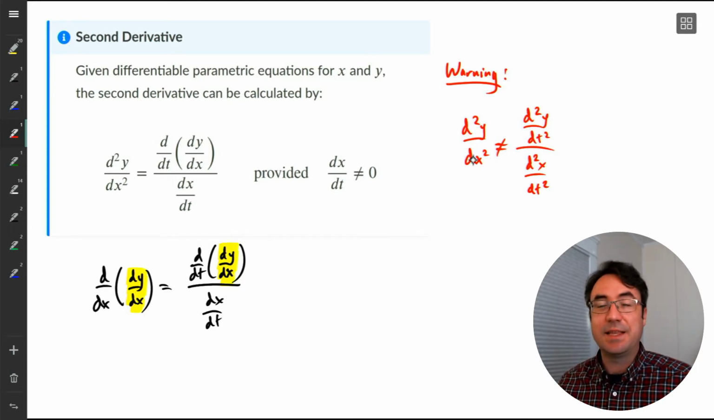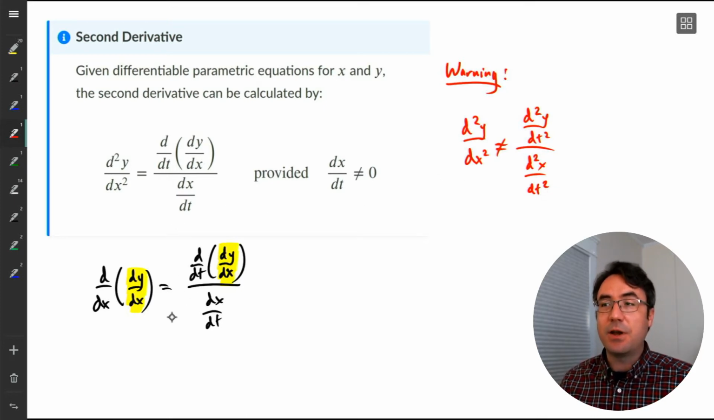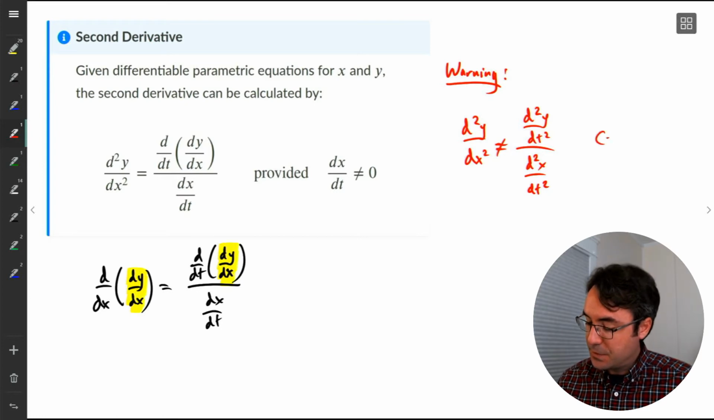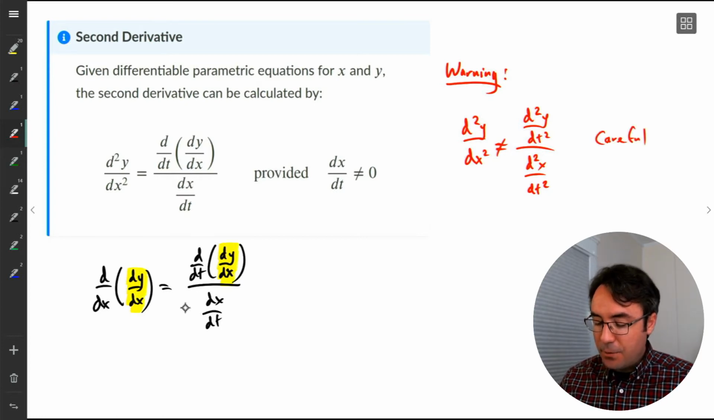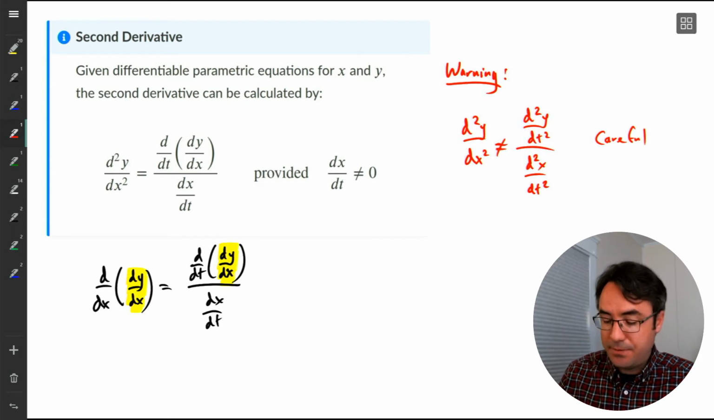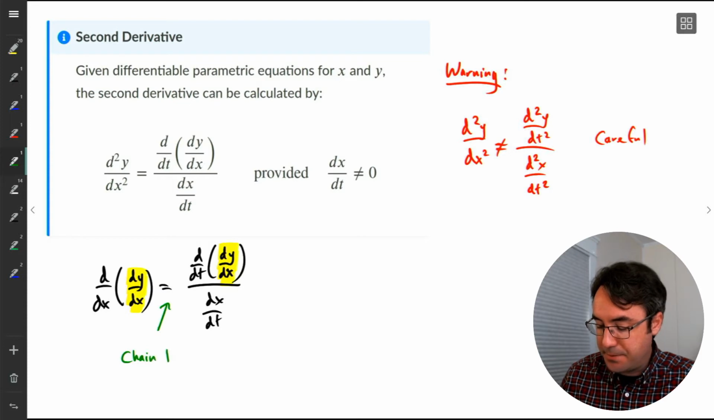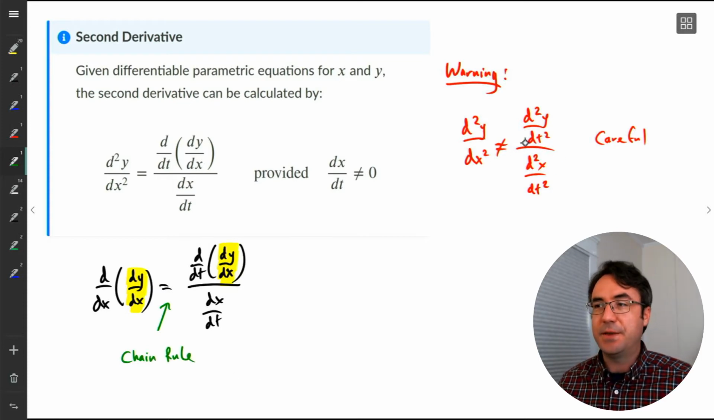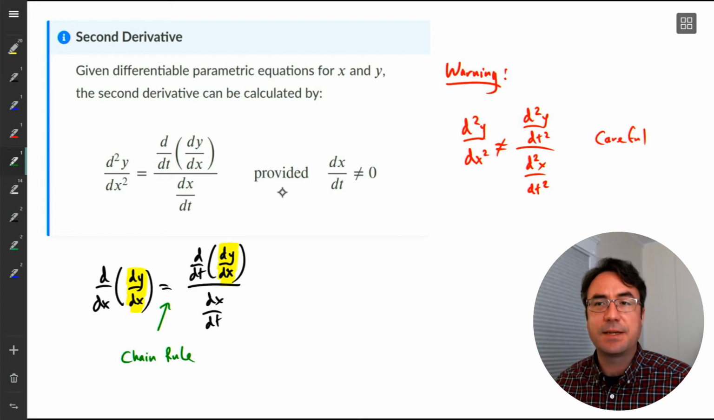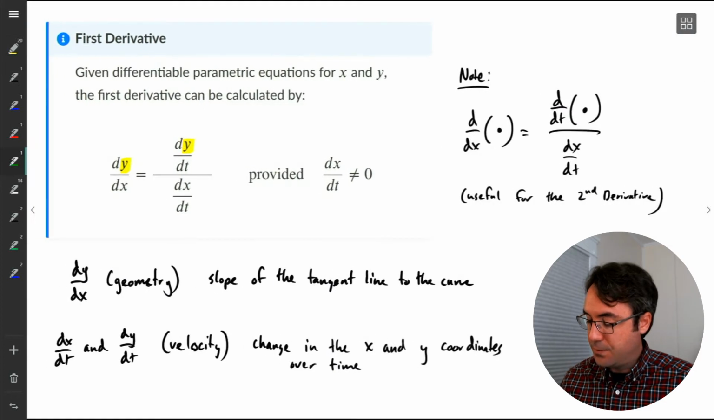It's very tempting to say that the second derivative with respect to x is the second derivative of y with respect to t divided by the second derivative of x with respect to t. Fortunately, it's not, and we want to be careful with this. What's going on here is a chain rule. It's kind of behind the scenes: there's a chain rule going on. That's why this doesn't quite work out the way we would expect; we actually have to use the chain rule in some way.